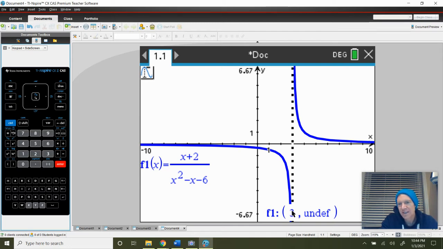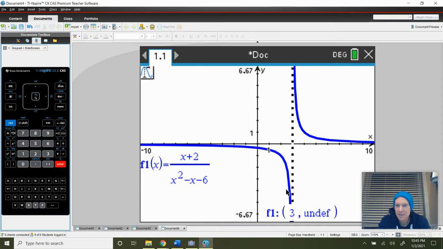I'm guessing when x is 3, that's going to make this denominator equal to 0. 3 squared is 9, 9 minus 3 is 6, 6 minus 6 is 0. So sure enough, our function's undefined when x is 3. But as x approaches 3 from the left, from the negative side, following this graph, our y value is approaching infinity in the negative direction.